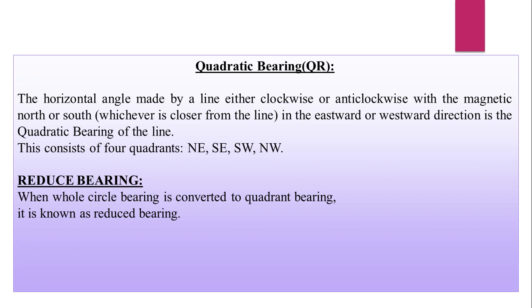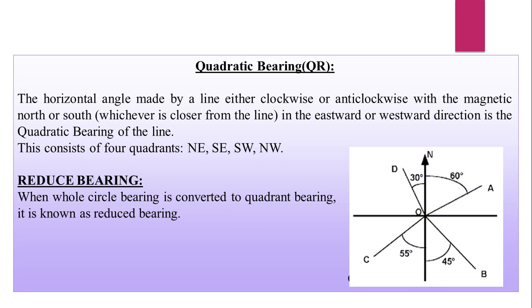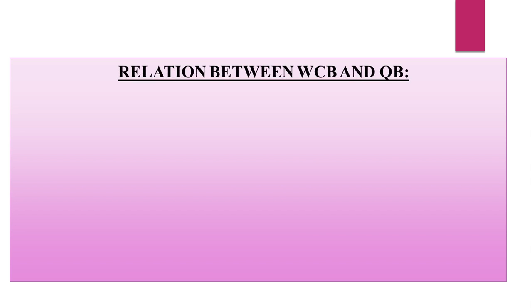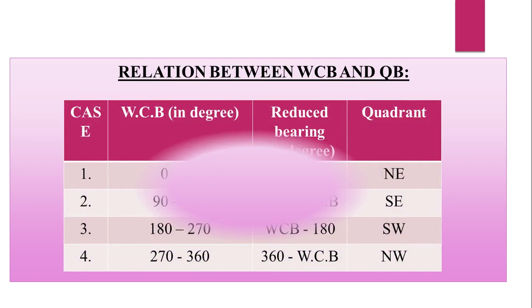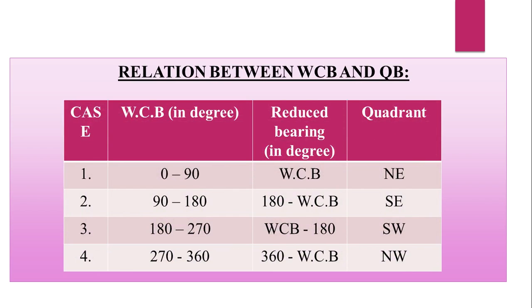Reduced bearing. When whole circle bearing is converted to quadrant bearing, it is known as reduced bearing. This is an image showing the reduced bearing. Relationship between whole circle bearing and quadrant bearing. This is typically of 4 cases.